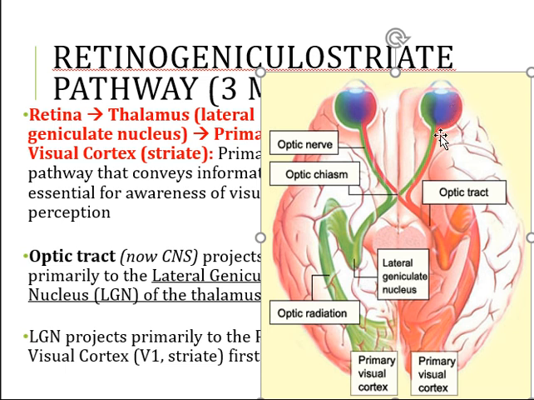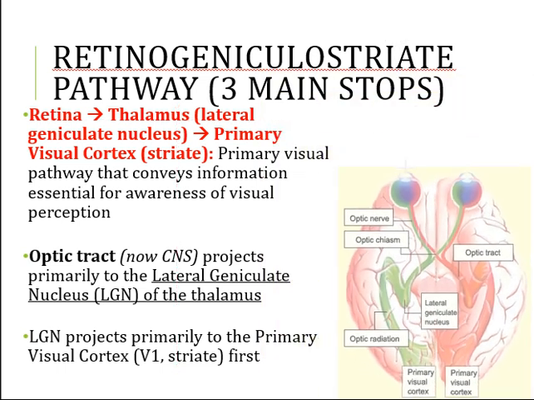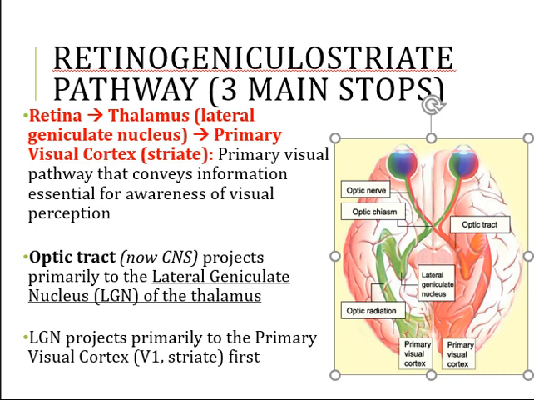And then that information will travel to the thalamus, to the LGN, and then over to the primary visual cortex. That's the first step pathway. There are more steps along the way, but these are the three main stops that we need to worry about. So we have the optic tract, which is in the central nervous system, which will project to the LGN of the thalamus, and the LGN will project directly to the primary visual cortex, or V1.